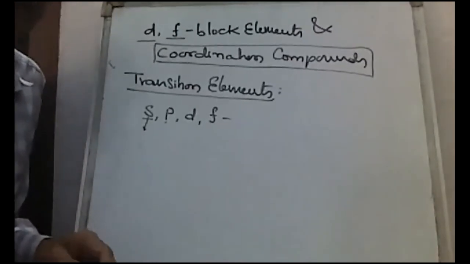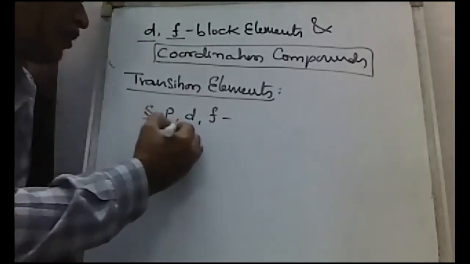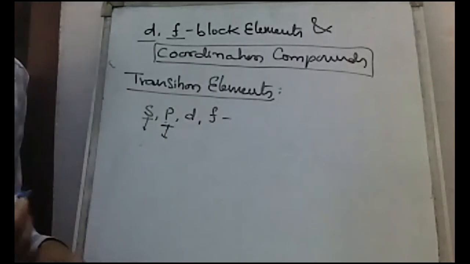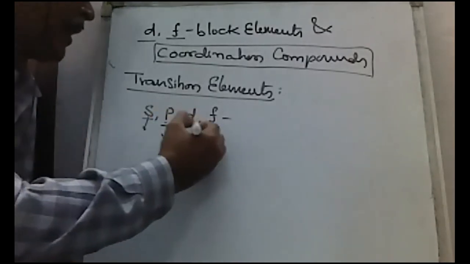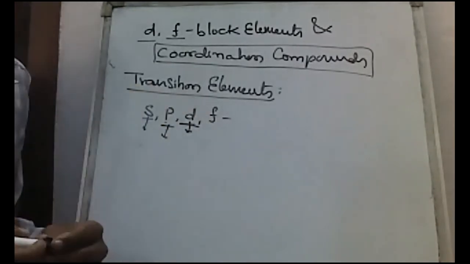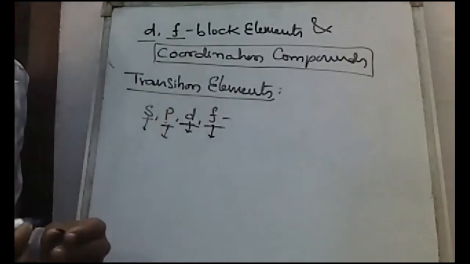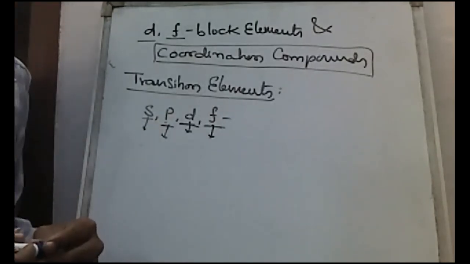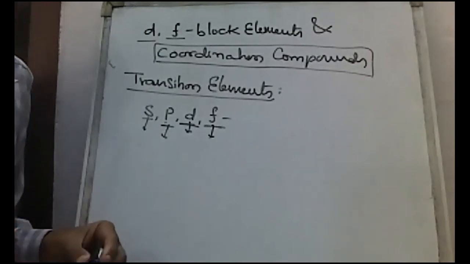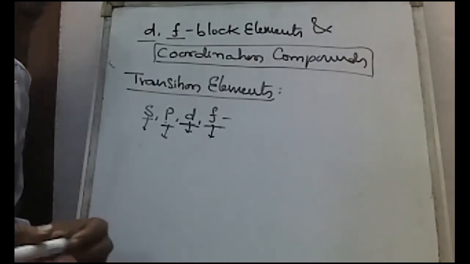If the differentiating electron enters into p orbital, those elements are called p block elements. If the differentiating electron enters into d orbital, those elements are called d block elements. And if it enters into f orbital, those elements are called f block elements. The differentiating electron means the electron which enters lastly into the outermost shell.